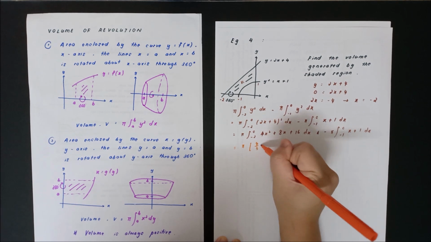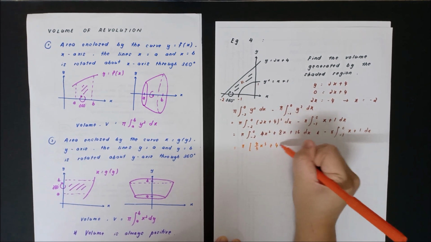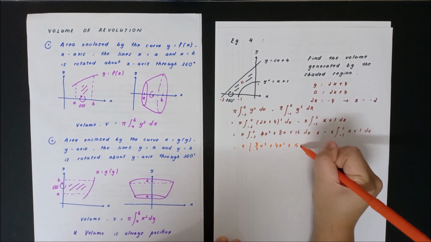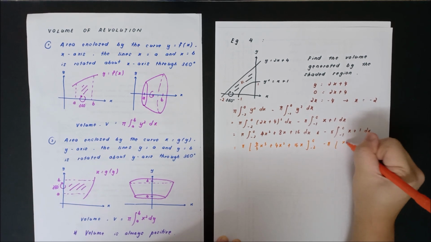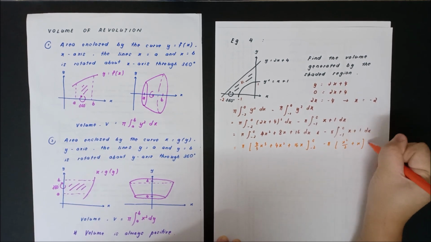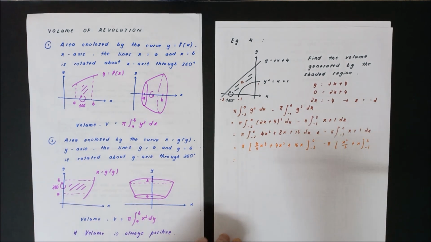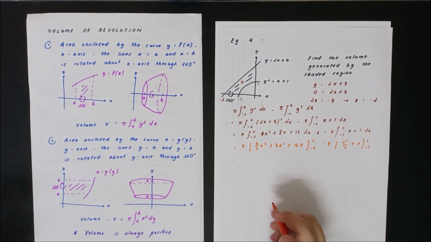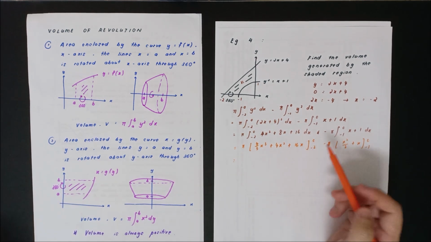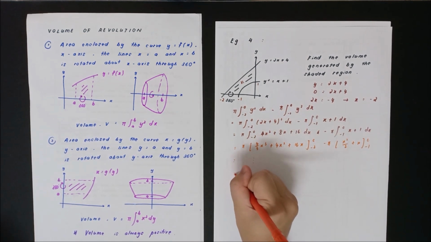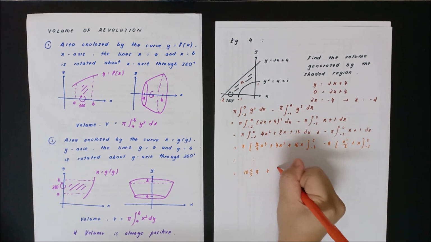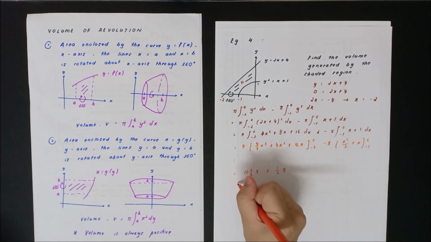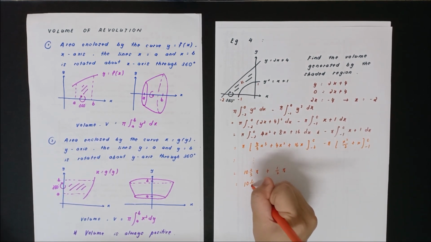So 4 over 3 x cubed plus 4x squared plus 16x, 0, -2, minus pi, x squared over 2 plus x, 0, -1. Now you can start to substitute your value inside. Can you try it out yourself? Remember, you need to sub 0 first then minus, so you do it yourself. Then you will be getting 32 over 3 pi for this part, and for the second part you are getting 1 over 2 pi. When you add them together, you are getting 61 over 6 pi.